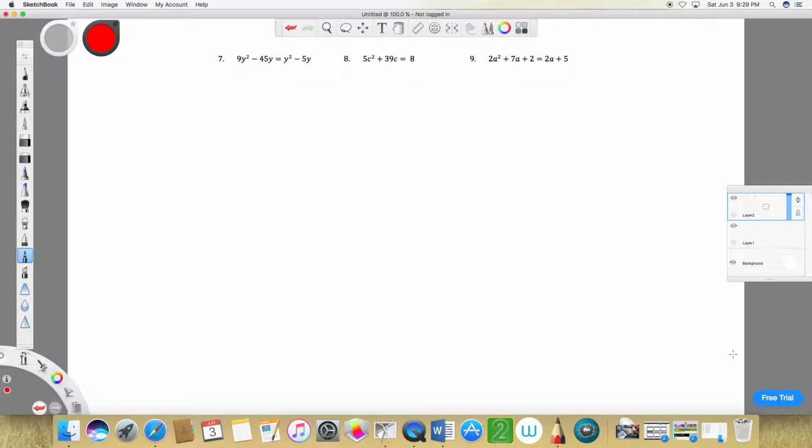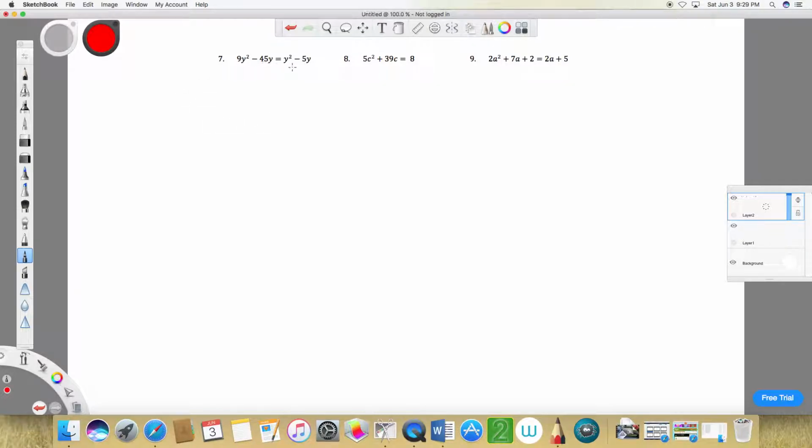All right, so I think we're recording here. Let's take a look at these three quadratic equations. The directions, although I didn't cut and paste them on here, say to solve this by factoring. So let's jump in and take a look at number 7.